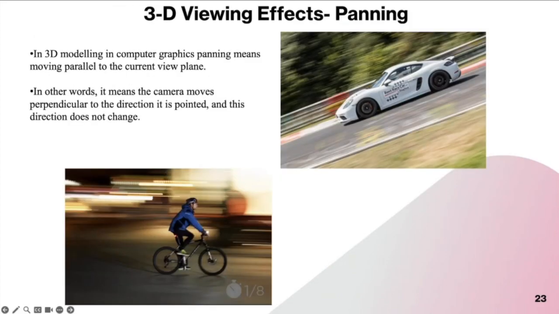And panning is another effect we often see. This is like 3D modeling in computer graphics. Panning means moving parallel to the current view plane. In other words, the camera moves perpendicular to the direction it is pointed, and the direction does not even change. So in many movies, where they show F1 races, or a robber being chased by the police, even when they are moving very fast, the direction of the camera does not change, capturing the right moment.